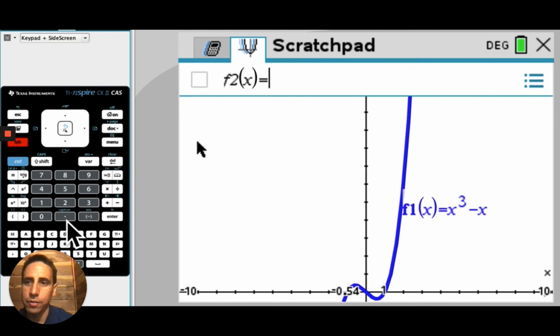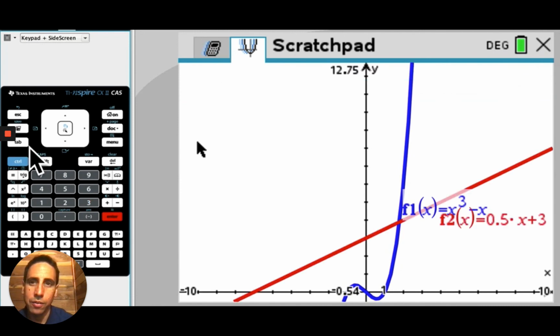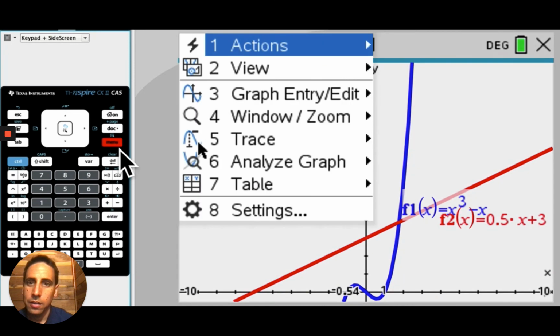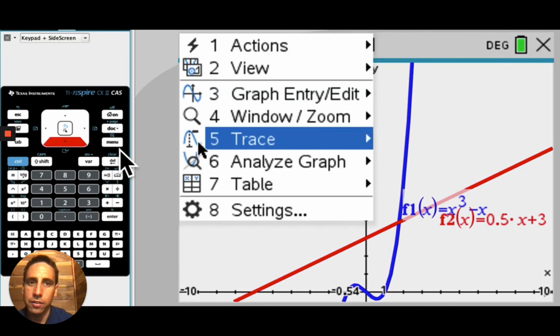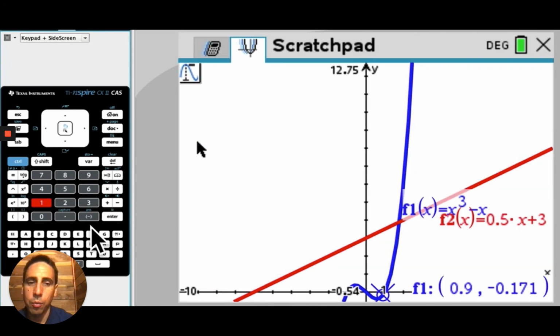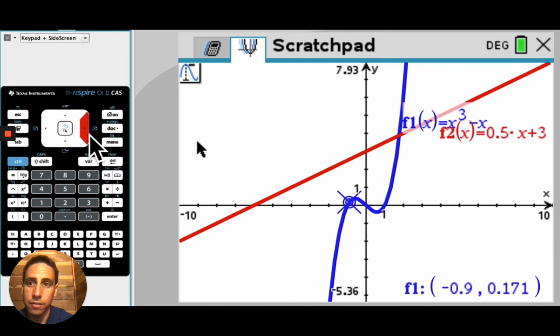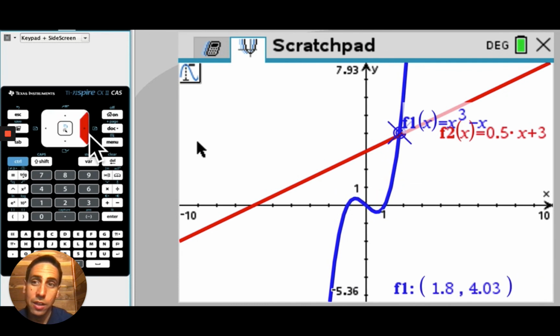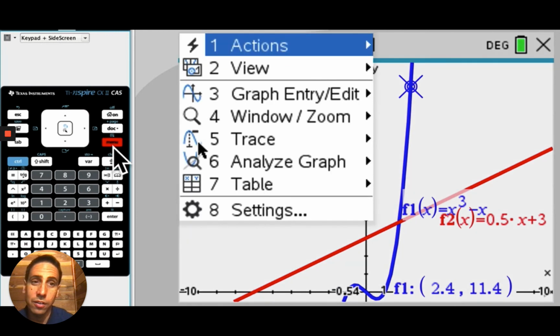Tab, F2. Let's type in another function: 0.5x plus 3. Enter. Now we've got function 1 and function 2. Let's do menu, 5 trace, and 1 graph trace. Using the left-right arrows, we move along the graph. Using the up-down arrows, we select: up to function 1, down to function 2. Left-right along the graph, increasing or decreasing the x values. Menu.